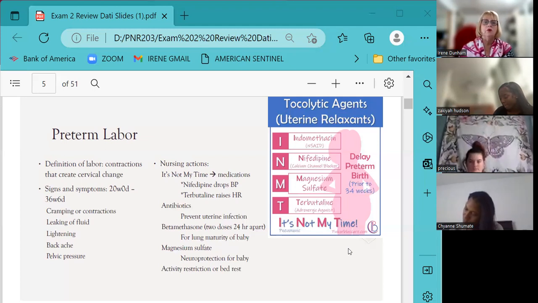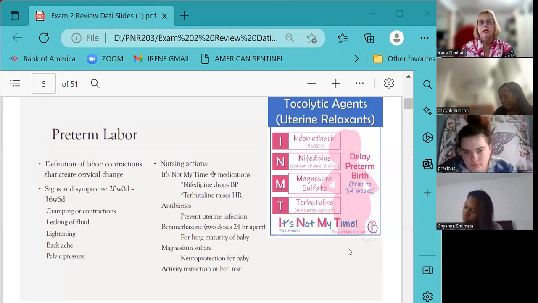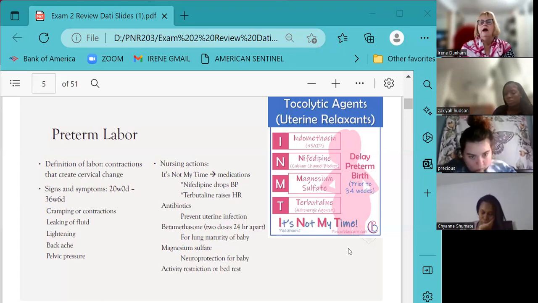So what are we going to do? Well, we're going to give her some medications. The one that we use a lot is magnesium sulfate. Magnesium is used for preterm labor and for what? Preeclampsia. Okay. We're going to maybe give her some terbutaline.